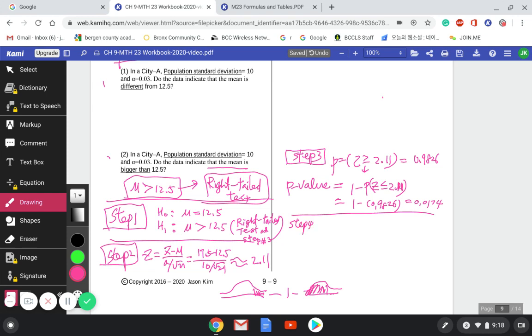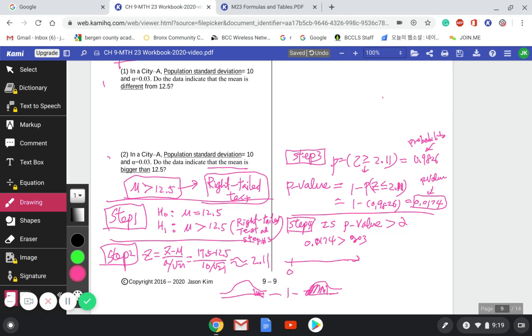So at step 4, the comparison between these two is, this is a probability, and this is p-value. Okay? And so step 4, you are testing if the p-value that you got is bigger than alpha. So let's see, 0.0174, is that bigger than alpha, which is 0.03?